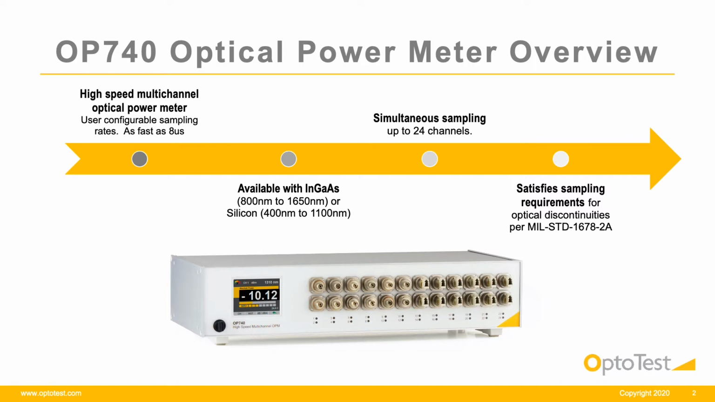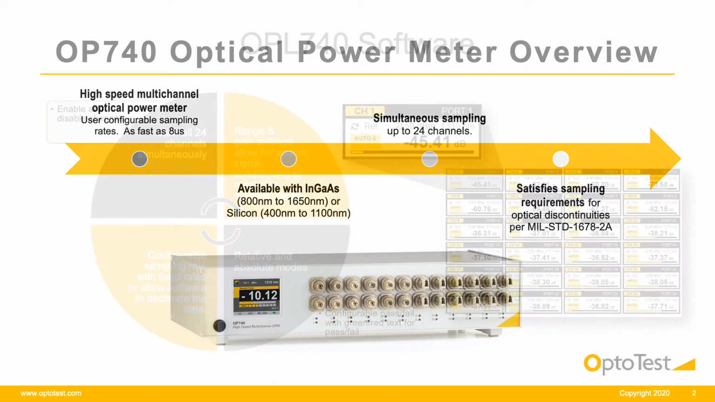The OP740 has up to 24 channels of simultaneous sampling. This means there is no need to sync your signal across all the channels. The instrument's internal clock performs this function. The fast sampling speed of the OP740 satisfies military standard 1678-2A for monitoring high-speed optical discontinuities.